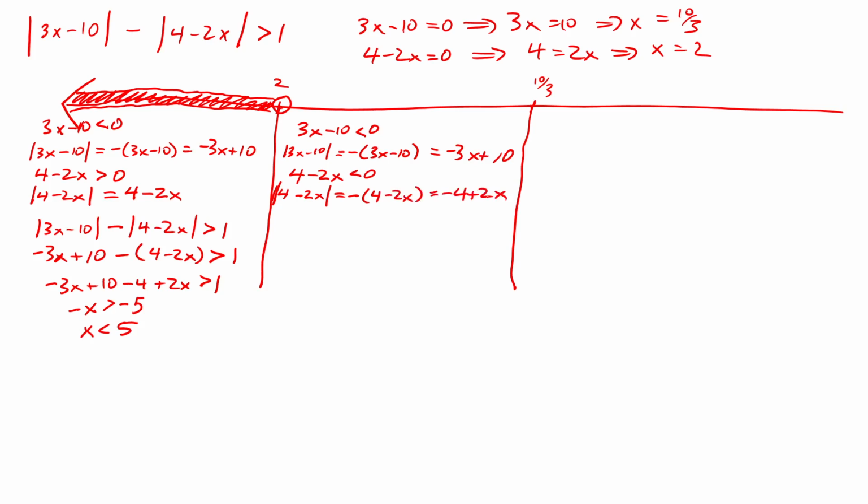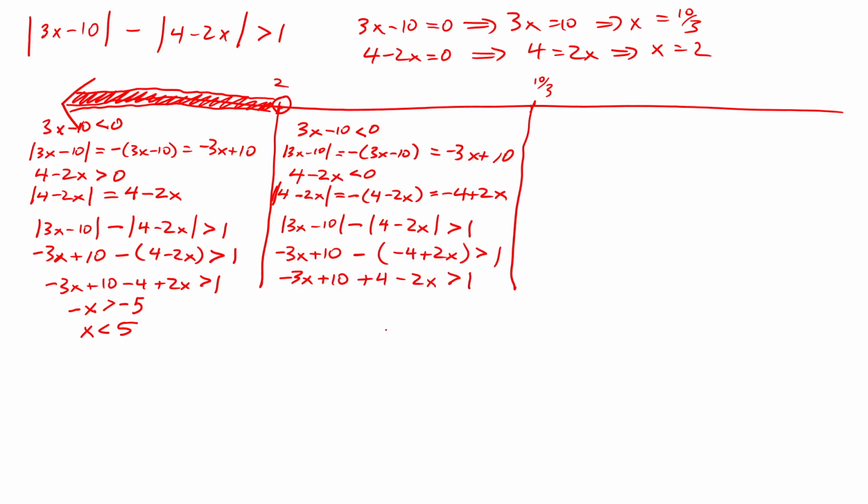Okay, now to solve the absolute value inequality given up top, the absolute value of 3x minus 10 minus the absolute value of 4 minus 2x greater than 1, we're going to sub in negative 3x plus 10, and we're going to sub in negative 4 plus 2x for the absolute values shown. We get negative 3x plus 10 plus 4 minus 2x is greater than 1.